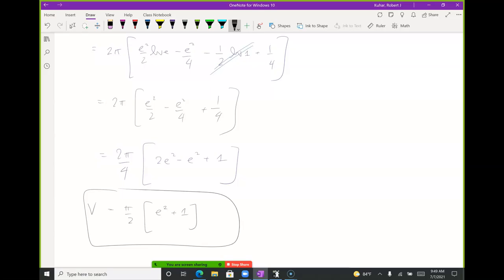There's my volume by shells. So I think that should clear up everything for that volume by shells. I certainly could do another one today. You know, we got another hour and 10 minutes, so there's time.